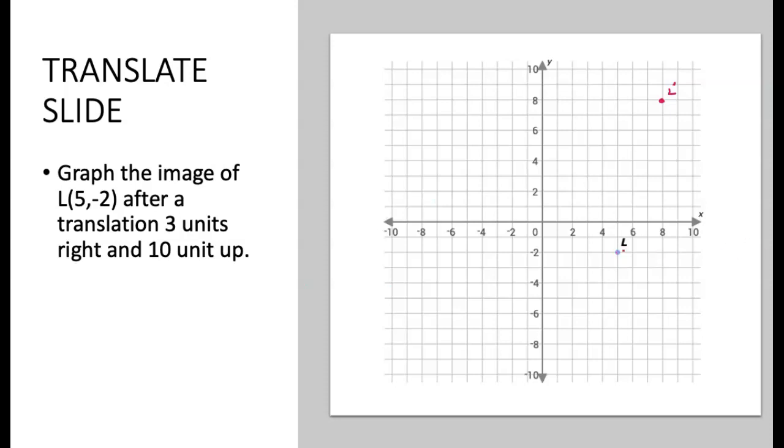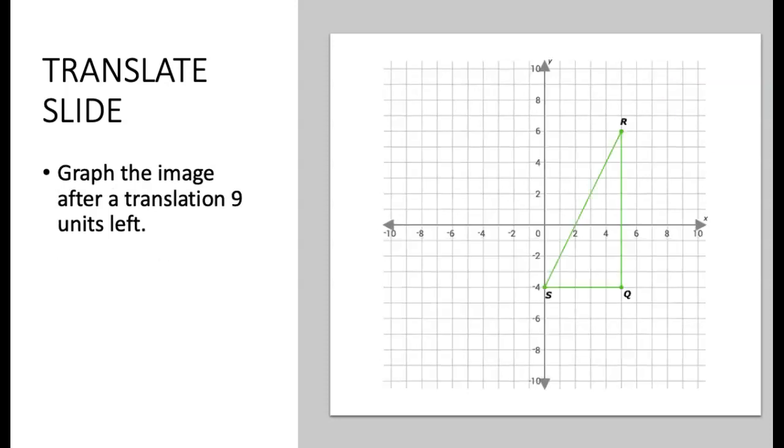So the original L, this is the pre-image. The L with the prime sign, this is the new image, or just the image. So here again, we're just sliding, we're just moving things around. We're not changing them, we're not turning them, we're not flipping them. We're just putting them where we want them.